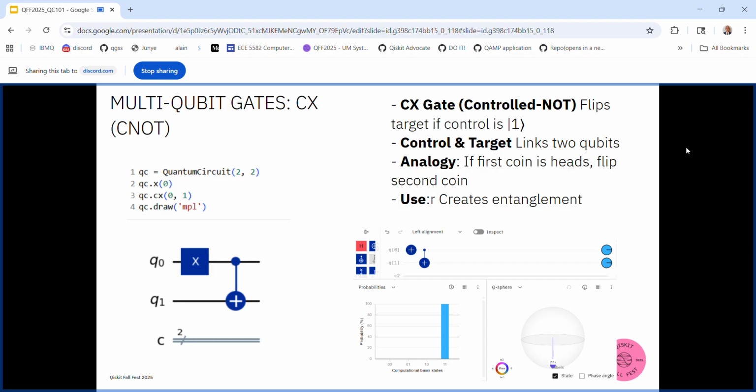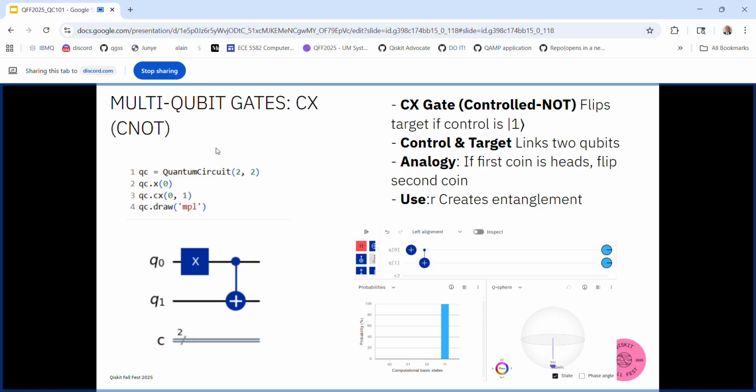Now, multi-qubit gates, the controlled NOT gate. The controlled NOT gate provides entanglement between 2 qubits. What it allows you to do is to have information propagate throughout a quantum circuit.